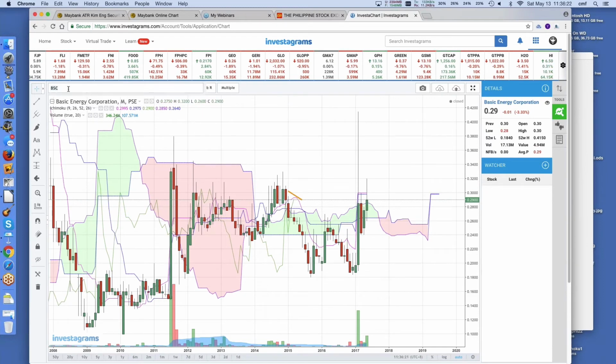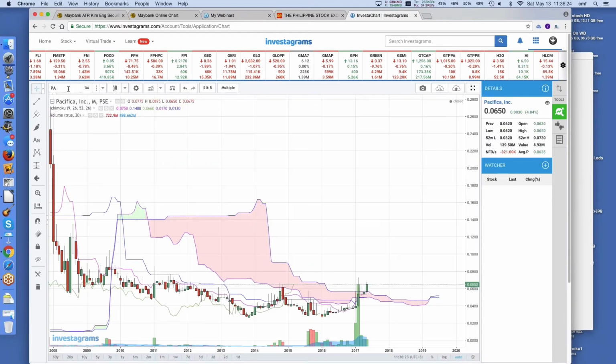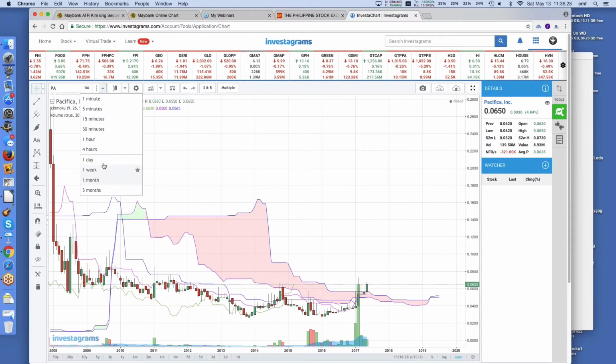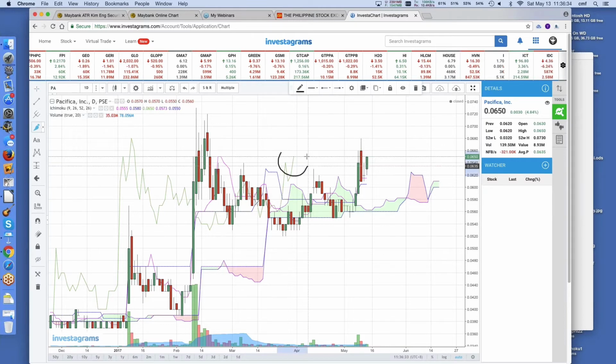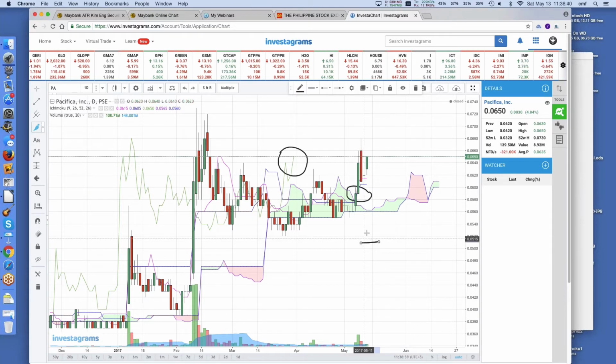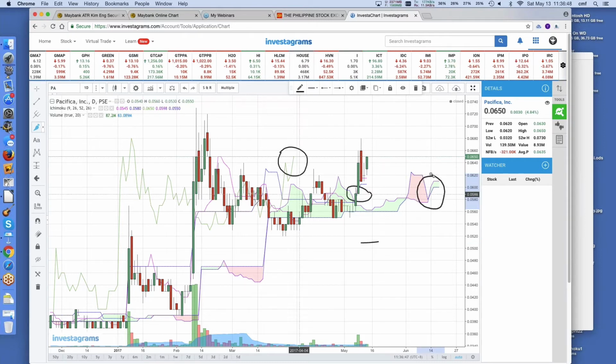Now, one interesting stock is Pacifica. Now, what do we find on the daily chart? The Chikou span is already above the price, so that's bullish. There's a bullish crossover here. Price is above the Kumo, price is above the Tenkan-sen, price is above the Kijun-sen. There's a Kumo twist. Bullish on the daily chart, right?